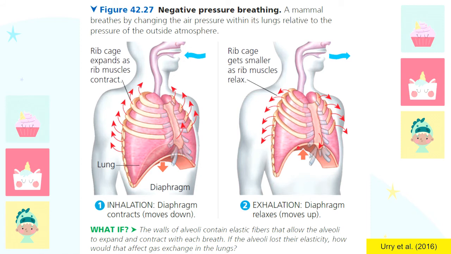Now, during exhalation, the diaphragm relaxes or moves upward. The rib cage gets smaller as the rib muscles relax, and this pushes the air out. This squeezes the lungs and pushes the air out of the body. This happens during exhalation.